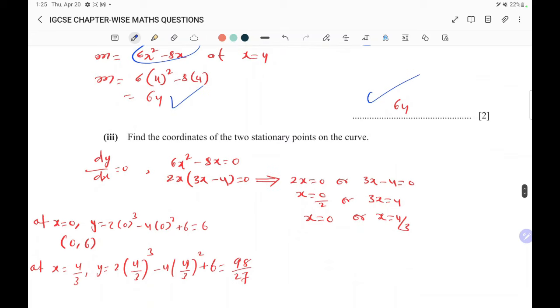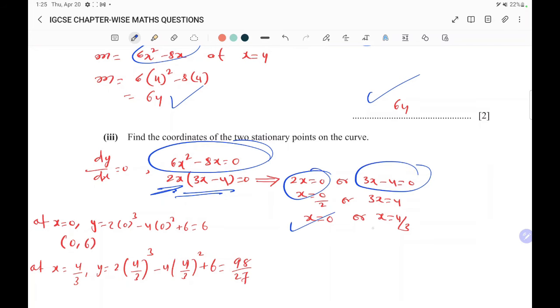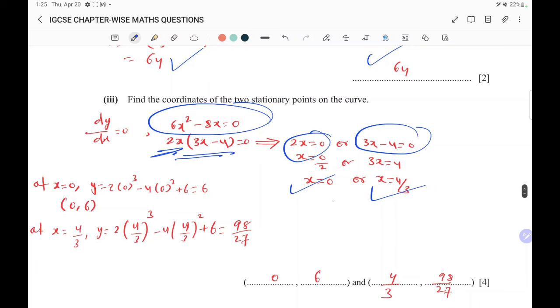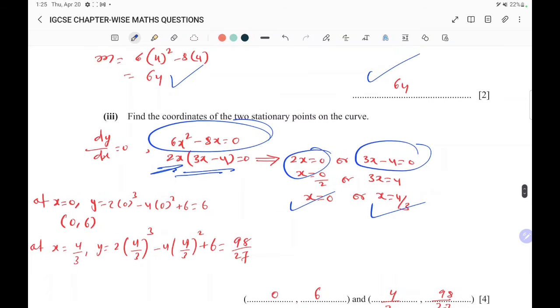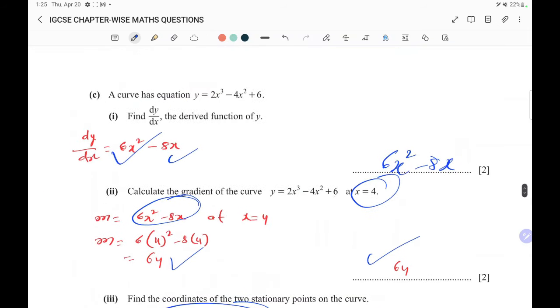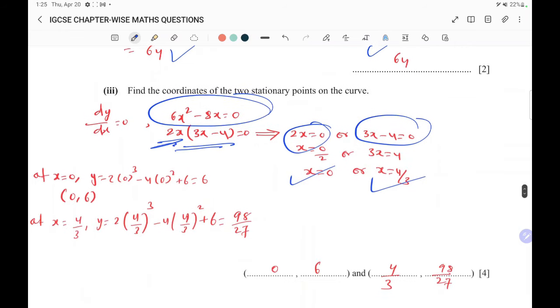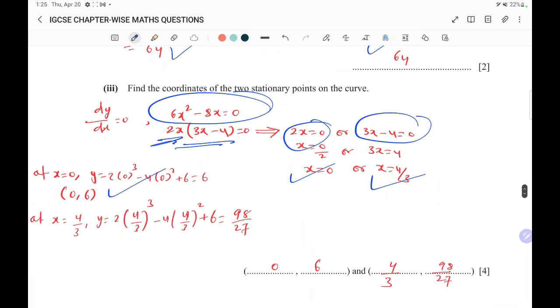Find the coordinates of two stationary points. So dy by dx should be 0. Take 2x common. Then 3x minus 4, 2x equals 0, or 3x minus 4 equals 0, x equals 0, x equals 4 over 3. So put x equals 0 in your function. What was the function? This was the function. Put x equals 0, 0 minus 0 plus 6. So one coordinate is 0, 6.